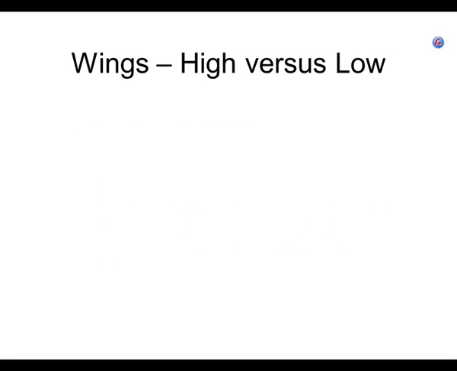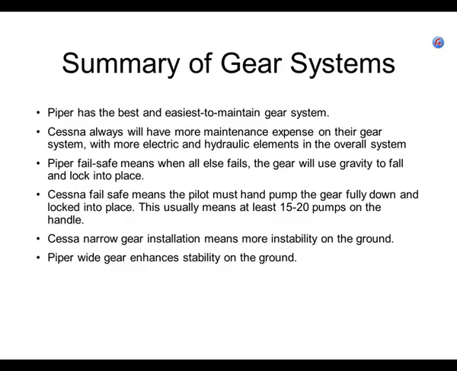Okay, now we're going to talk about wings, high versus low. Okay, I'm sorry, you want to go back? Okay. Anybody want to take a 10-minute break? Okay, let's do it. It's a good time to go from summary of gear system into wings. Wings is the next topic, and then after that, we'll take a quick tour out in the warehouse of the aircraft. So you got 10 minutes, come back at 2:30.